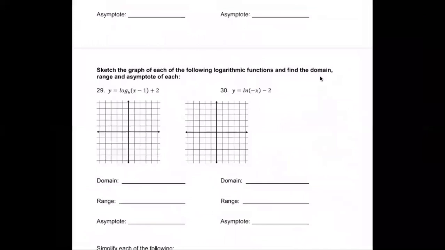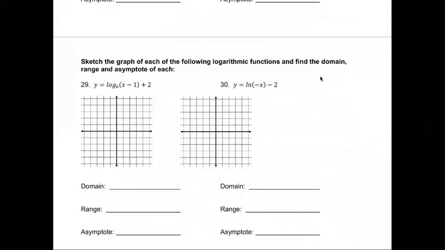Okay, 29 and 30, you're graphing logarithmic functions. So the parent function is at 1, 0, and it looks like this. It's for both of them. So it doesn't hurt to draw the parent function. From there, you're going to look at what the transformations are. So this is going to be right 1, up 2. So my new function would have a point right here.